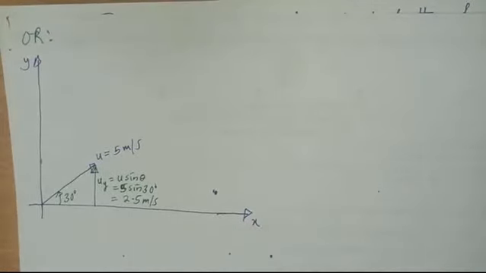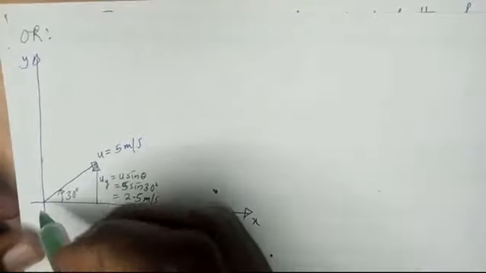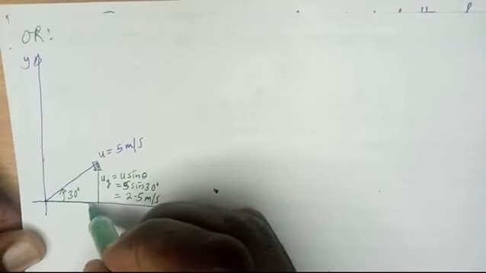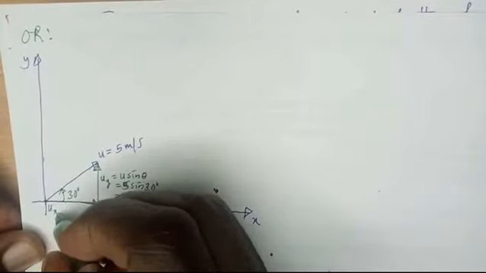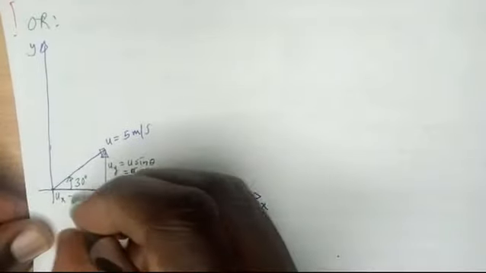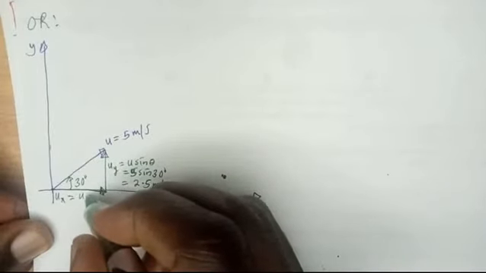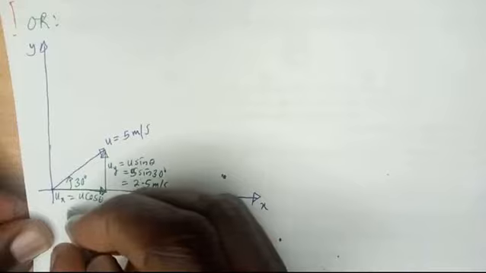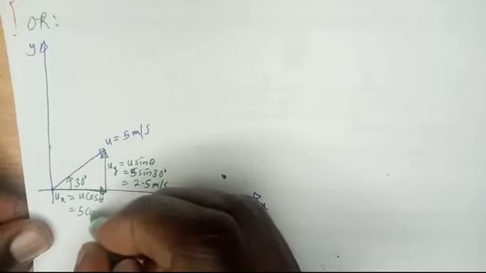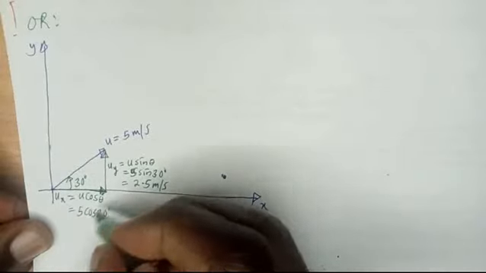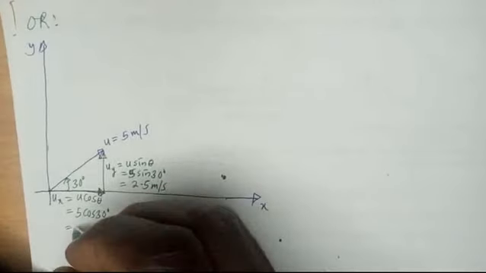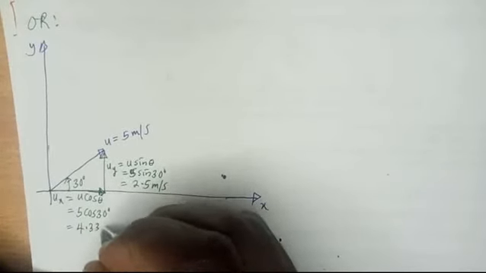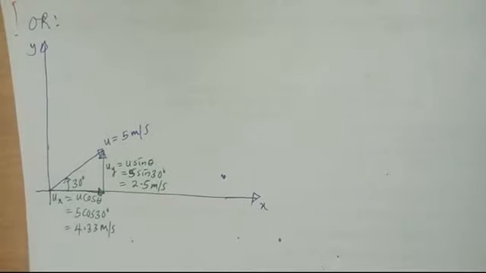Then it also has a horizontal component of the velocity along here, and this is u sub x. Our u sub x is u cos theta, so this is 5 cos 30 degrees. If we take our calculator and press 5 cos 30, we will get 4.33. So this is 4.33 meters per second.